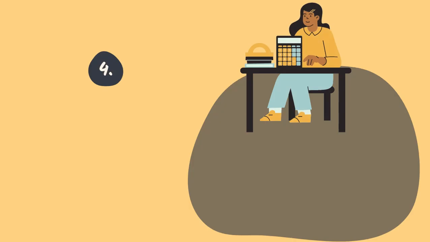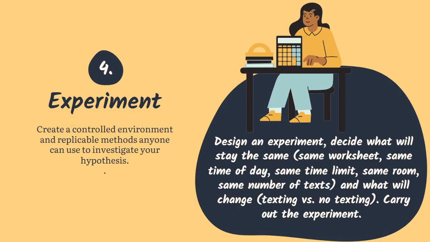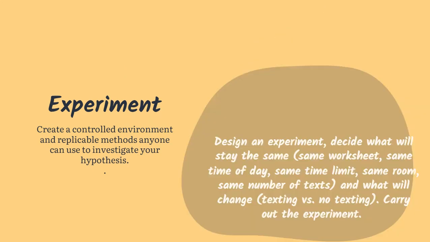Step 4. Experiment. Create a controlled environment and replicable methods anyone could use to investigate your hypothesis. In our experiment, we have the following constant factors: same worksheet, same time of day, same time limit, same room, same number of texts. We also have the following variables: texting versus not texting. After you design the experiment, carry it out.